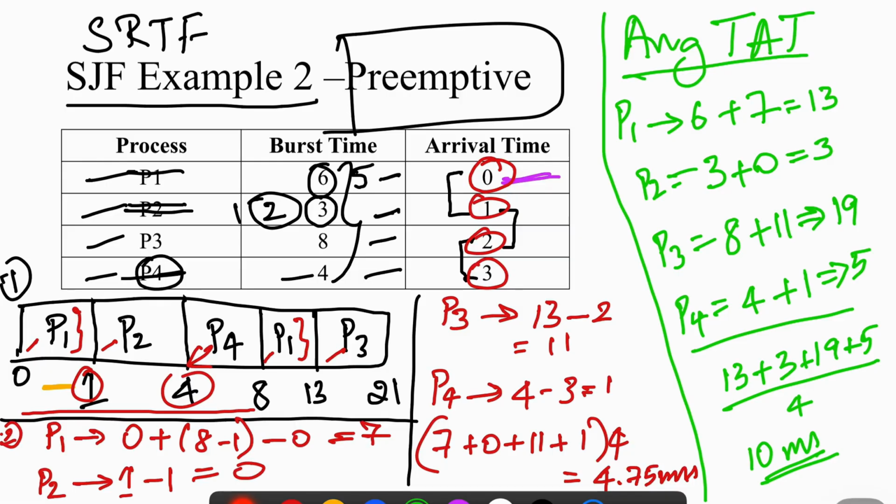So with respect to the shortest job remaining time problem, you can see we have different arrival times for each process. We wrote the Gantt chart first. We calculated the average waiting time, that is 4.75 milliseconds, and also we calculated the average turnaround time, 10 milliseconds.